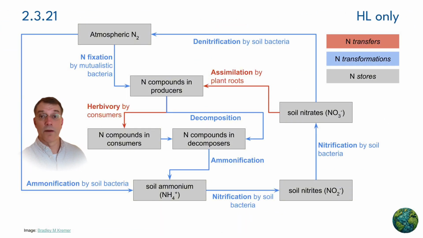This systems diagram helps us visualize these complex flows. Notice how nitrogen moves between different stores, from atmospheric nitrogen gas through various transformations in soil, then to nitrogen compounds in producers and consumers, and then back again to the atmosphere. The red arrows indicate transfers, while the blue arrows show transformations. Each process, whether carried out by bacteria or plants, plays a really important role in maintaining the nitrogen cycle.